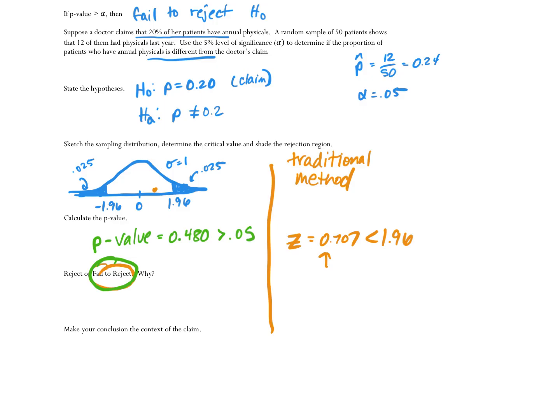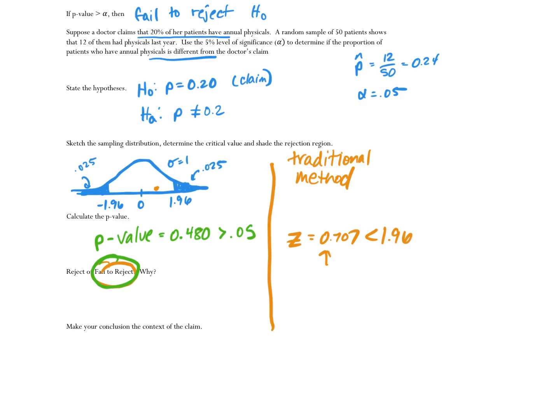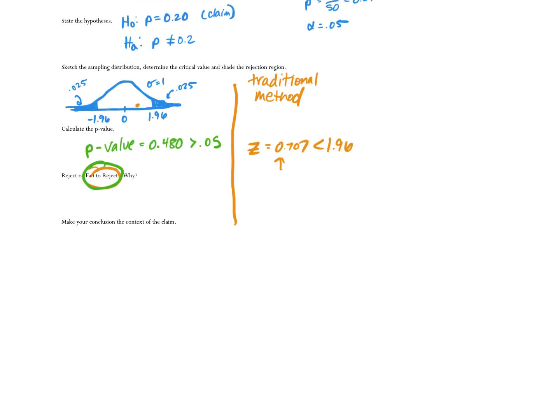So what you want to do is say, which one do I ask you to do to make that conclusion? Okay? Is everybody good? So sometimes I'm going to say use the traditional method. If I say use the traditional method, you're comparing the test statistic to your rejection region. If I ask you to use the p-value method, you're comparing your p-value to alpha. That's how you make those distinctions. We'll have plenty of opportunities for this. All right.